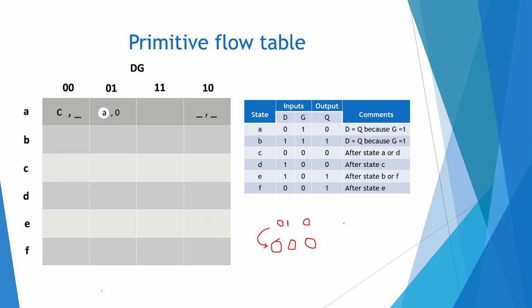Now let us see when it goes from 0 1, this is state A, to 1 1. When the inputs go to 1 1, the output is 1 here. So when G is equal to 1, whatever value D has comes to the output, so the value is 1. But this is a transition state. That's why they give a dash at the output. So this goes to 1 1 1 here. So the state is B, so here it is B comma dash.